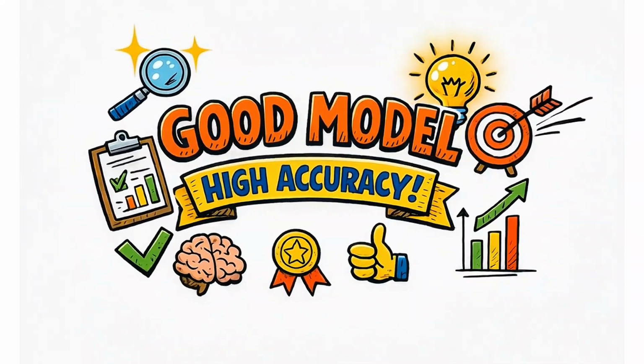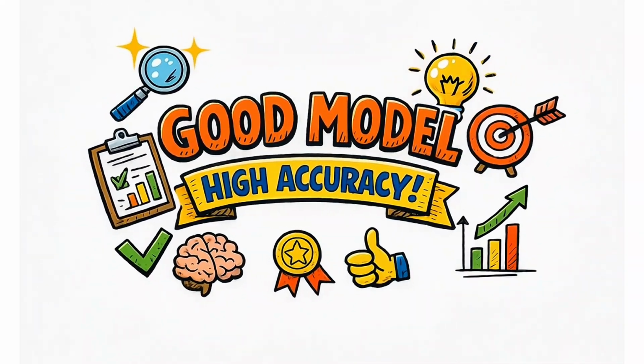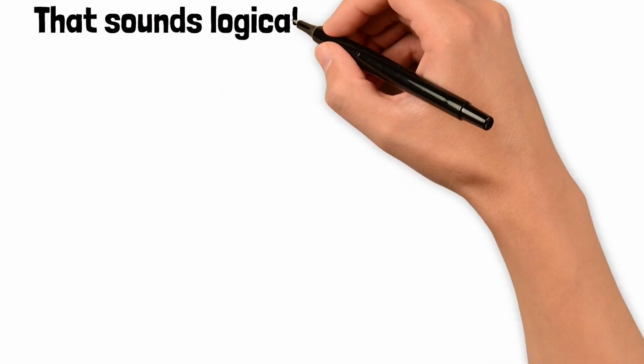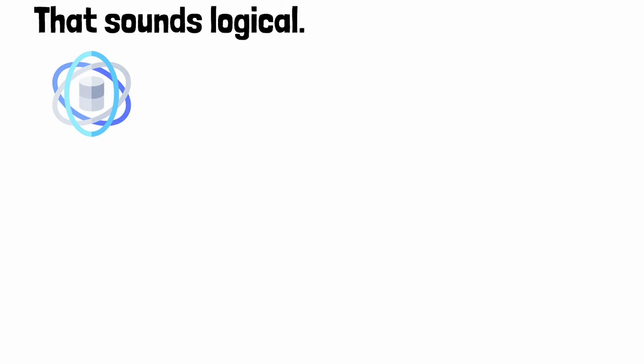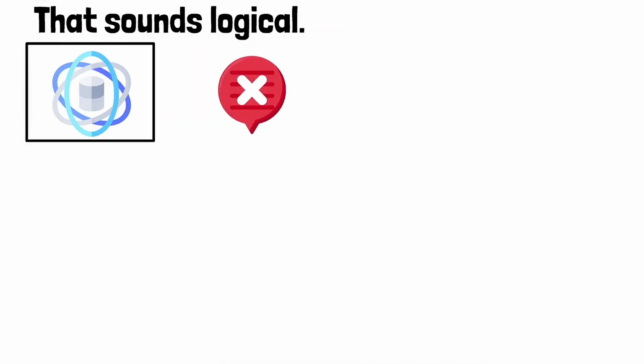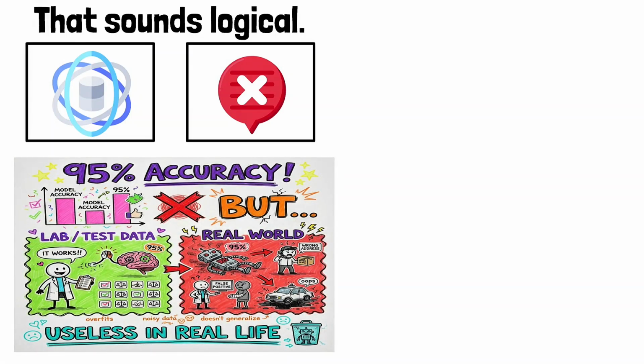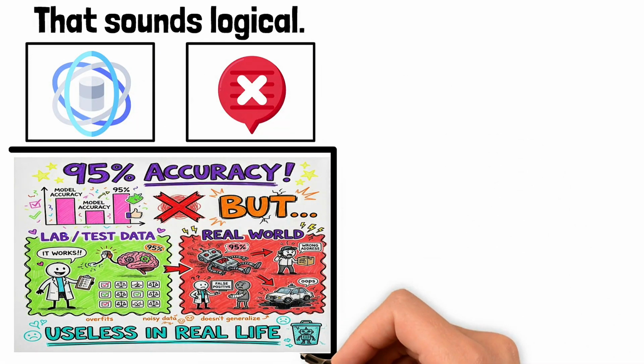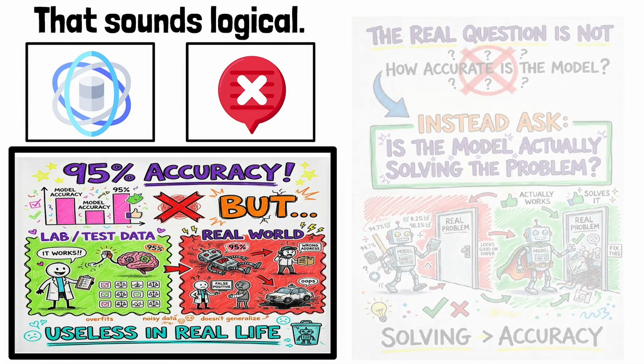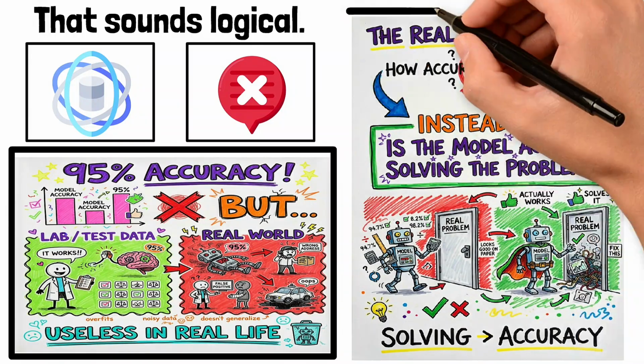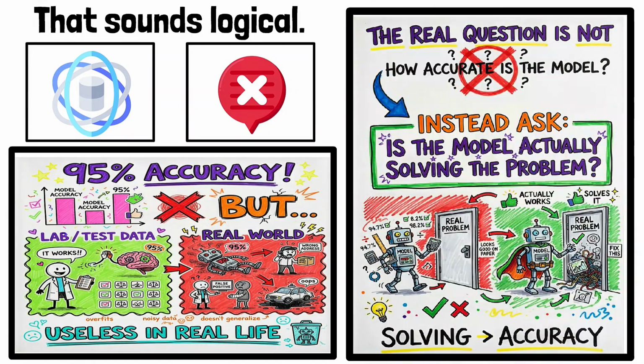Most people think if a model has high accuracy, it's a good model. That sounds logical, but it's one of the biggest mistakes in data science. Because accuracy can lie. A model can show 95% accuracy and still be completely useless in the real world. The real question is not how accurate is the model. It's, is the model actually solving the problem?